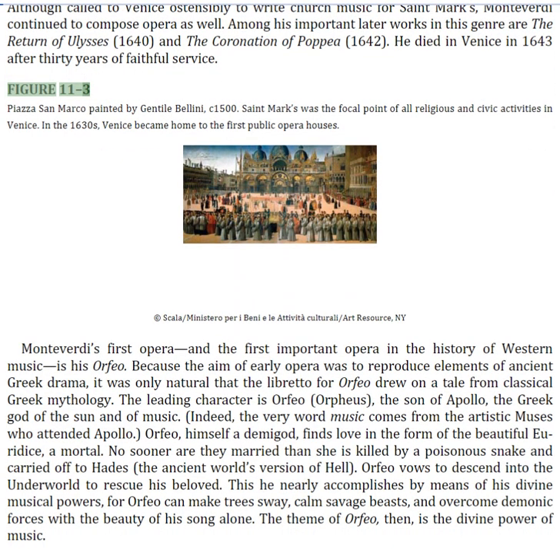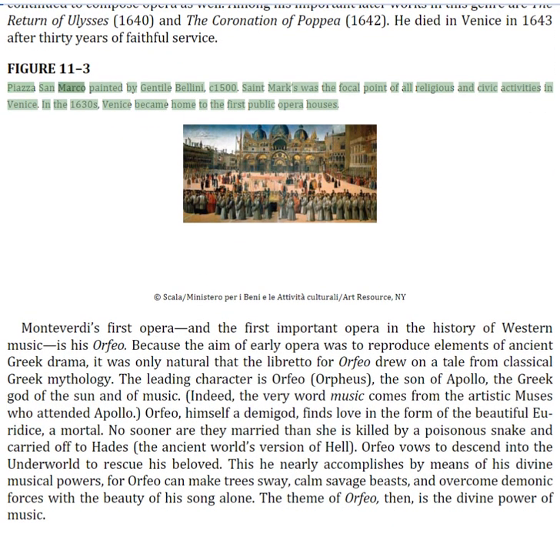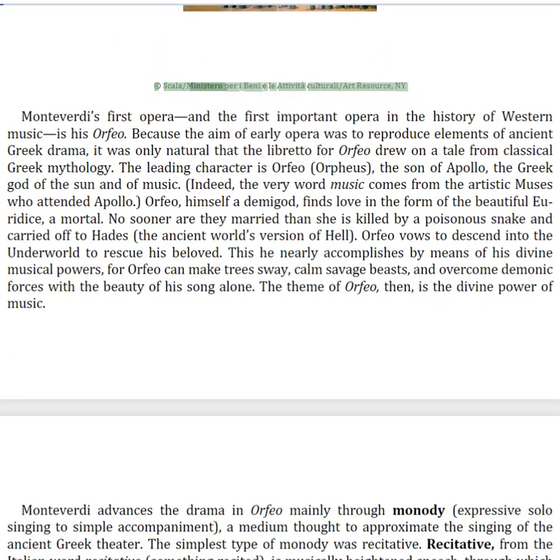Figure 11.3. Piazza San Marco painted by Gentile Bellini, c. 1500. St. Mark's was the focal point of all religious and civic activities in Venice. In the 1630s, Venice became home to the first public opera houses. Copyright Scala, Ministero per i Beni e le Attività Culturali, Art Resource, New York.